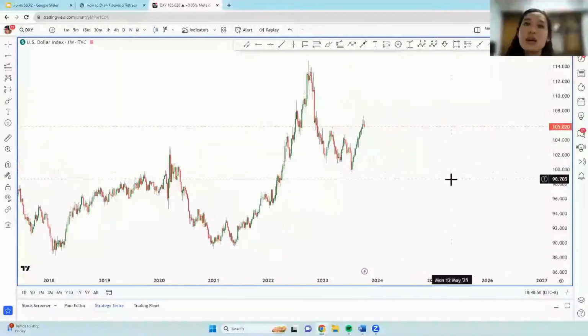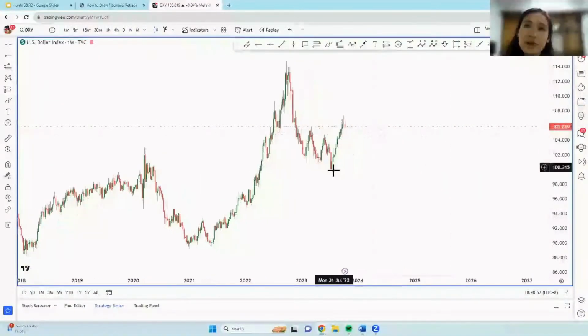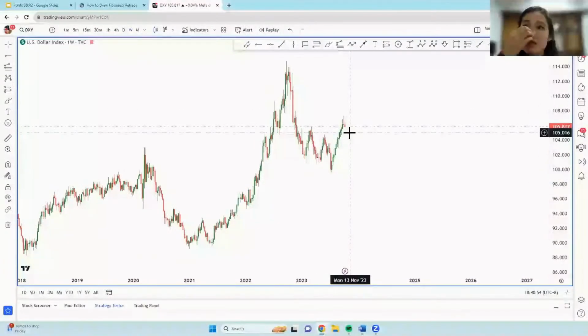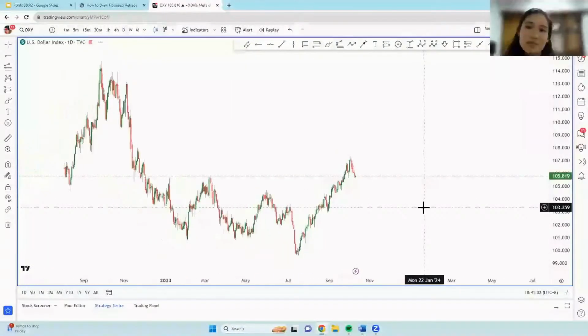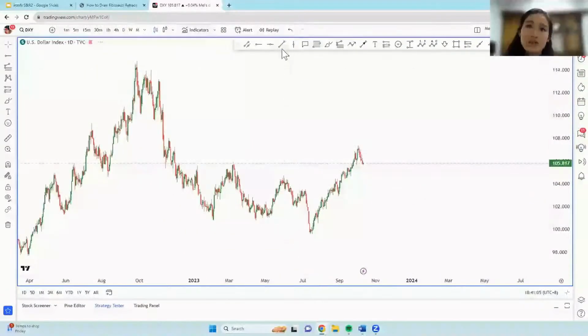So here's our weekly time frame. We see price is generally in an uptrend, but there is a slight reversal over here. Let's look at our lower time frames.